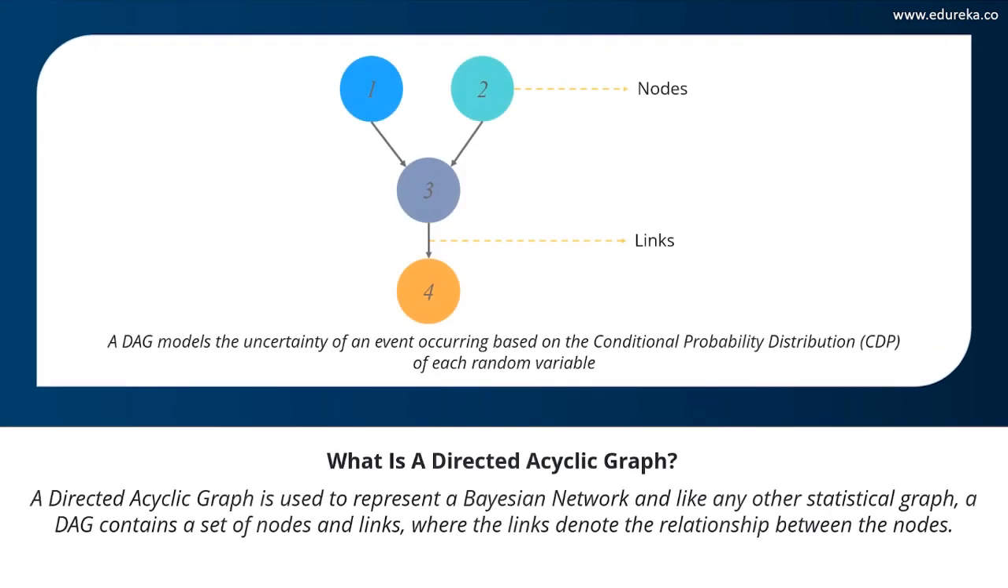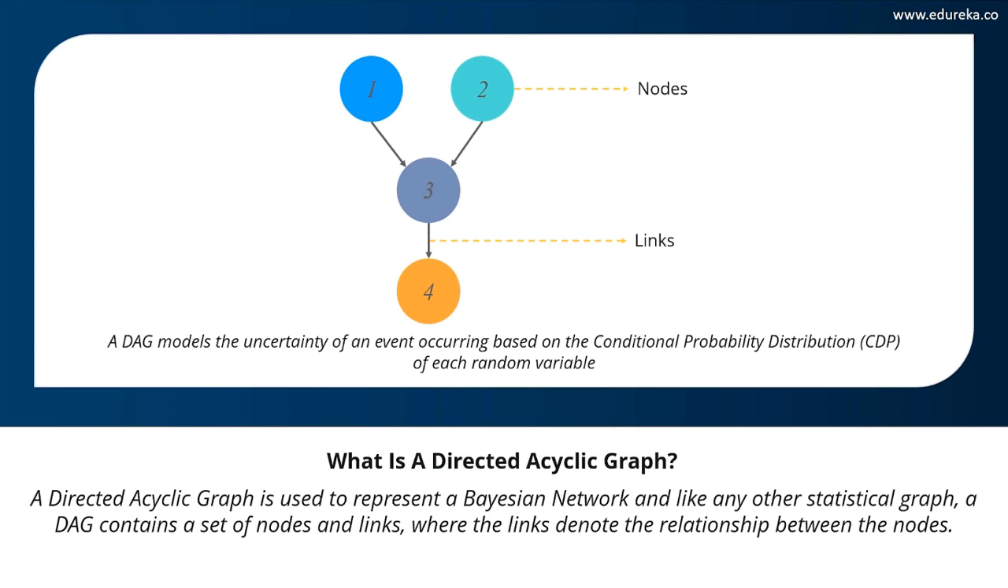Now let's understand what exactly is a directed acyclic graph. A directed acyclic graph is used to represent a Bayesian network, and like any other statistical graph, it contains a set of nodes and links where the links denote the relationship between the different nodes. So take a look at this diagram. Here you see a couple of nodes, 1, 2, 3, 4, that basically represent the nodes. The arrows directing from each of these nodes represent the relationship between these nodes. If you look at the figure, you can see that node number 3 is dependent on both node number 1 and node number 2, right?